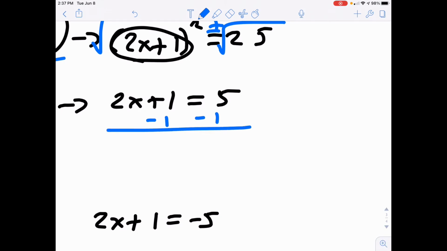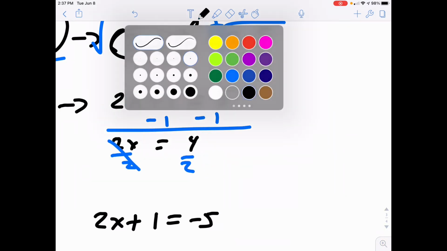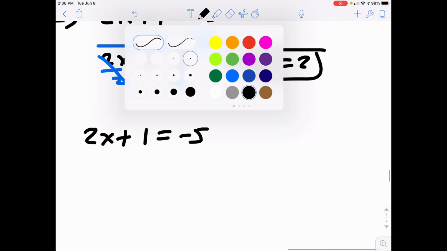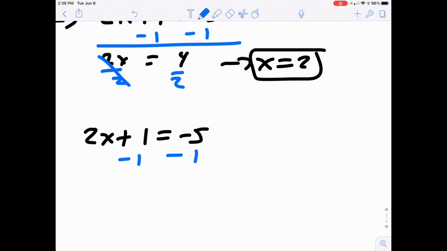Start by subtracting 1. 2x equals 4. Divide by 2. x equals 2. In the second part of the equation, again, subtract 1. 2x equals -6.